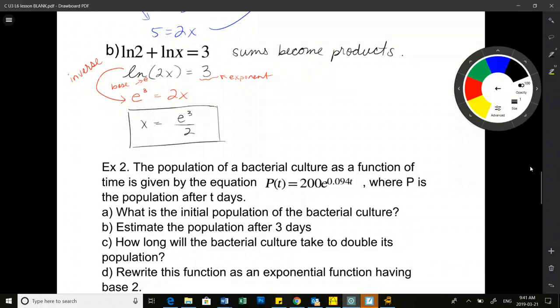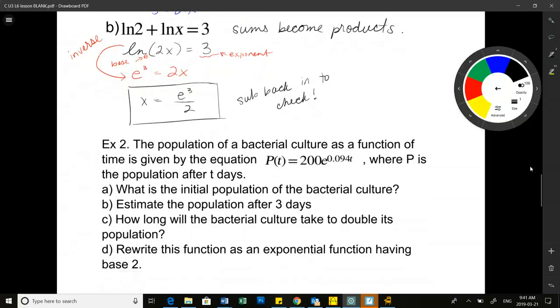Again, I should be able to just sub this right back in for x here and check that the ln of 2 plus the ln of e cubed over 2 equals 3. Okay? Any questions for that one? Okay.